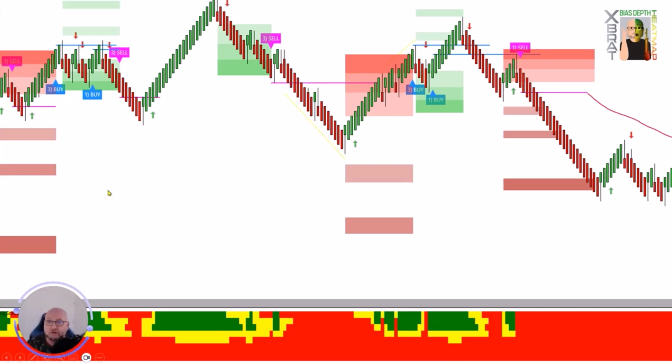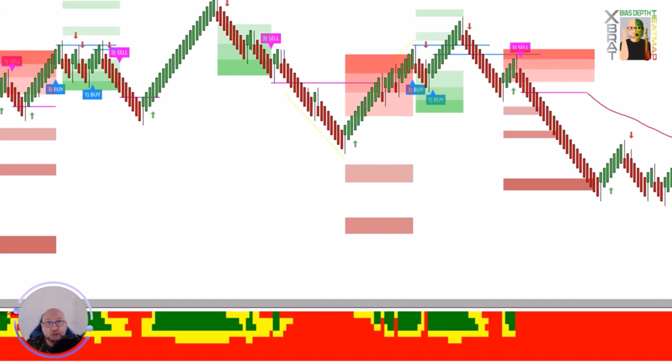Now let's look at more of a scalping setting on the Slingshot that we've got to give us the signal. So this runs through a scenario of a period of time, and the whole thing about the BIAS Depth Heatmap is it reduces the churn of trades. So you don't need to trade 20 times a day. You need the ones that actually run.